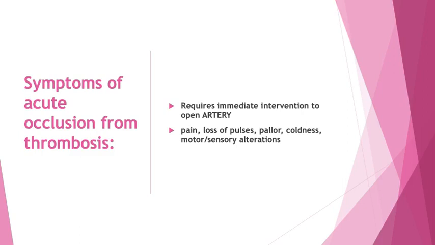So how would I know that my patient with peripheral arterial disease has an acute occlusion from the thrombus? We would have a change in pain, loss of pulses, pallor, coldness, motor sensory alterations, and this is ischemic pain. This is excruciating pain for patients, and we need to assess the limb. So if I'm no longer getting pulses, if the skin is cold, there's been a change, and they are complaining of ischemic limb pain, then we need an intervention to basically open the artery.